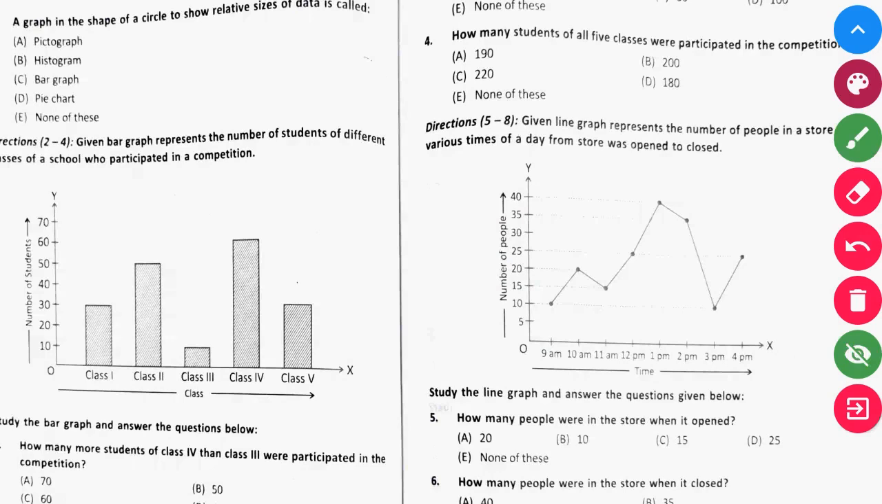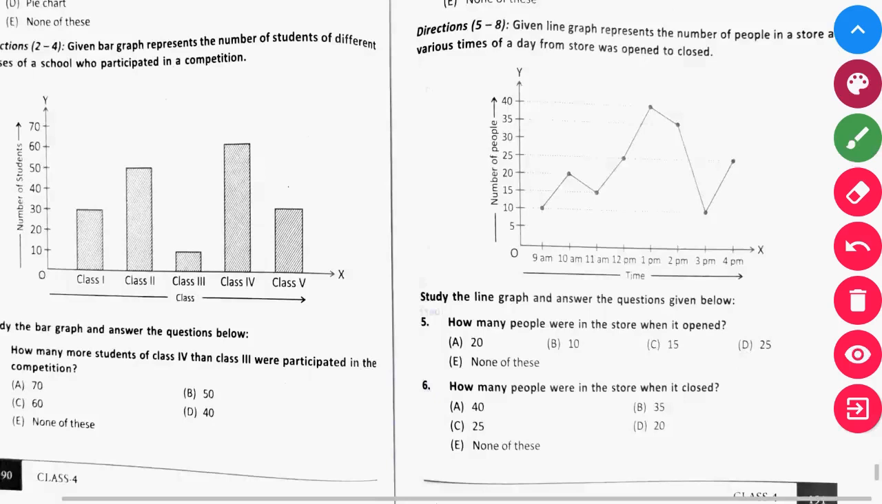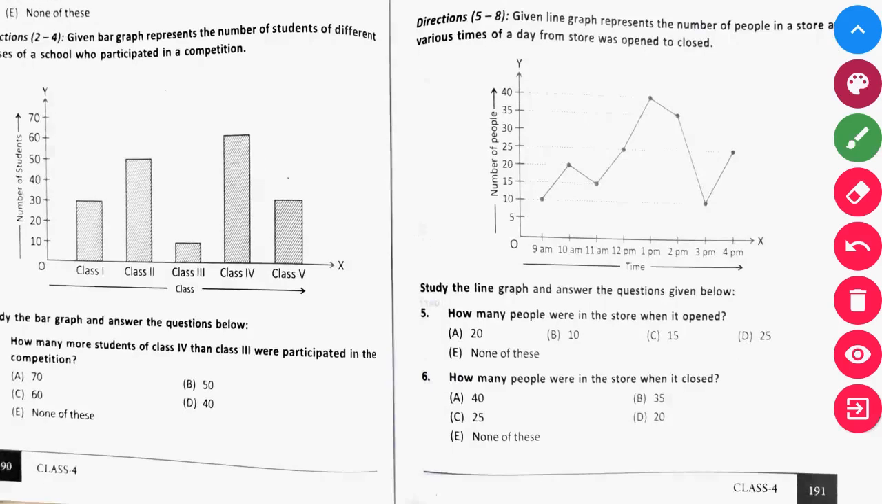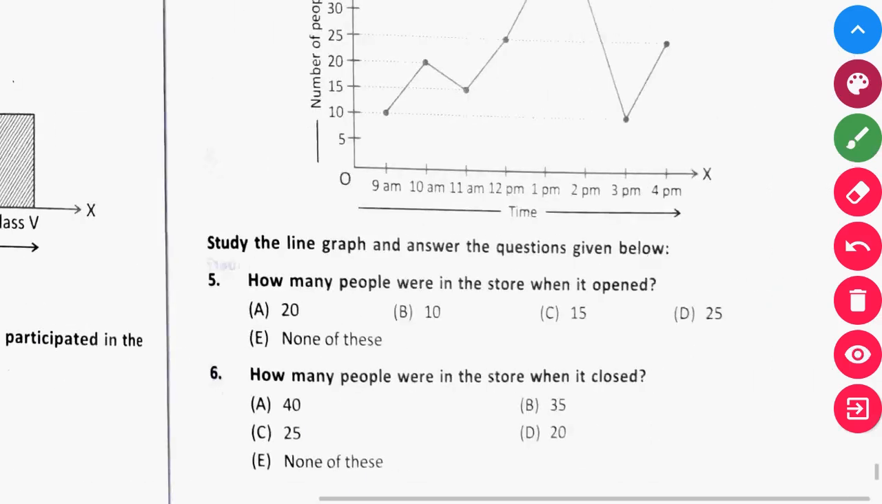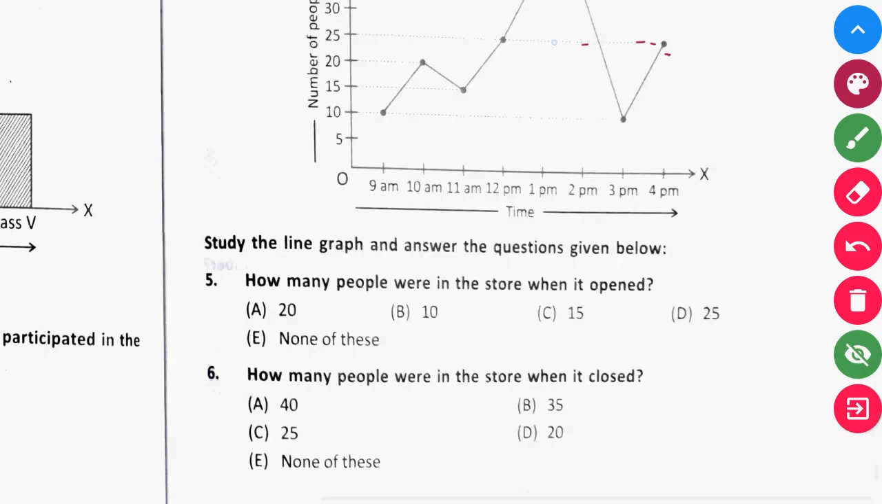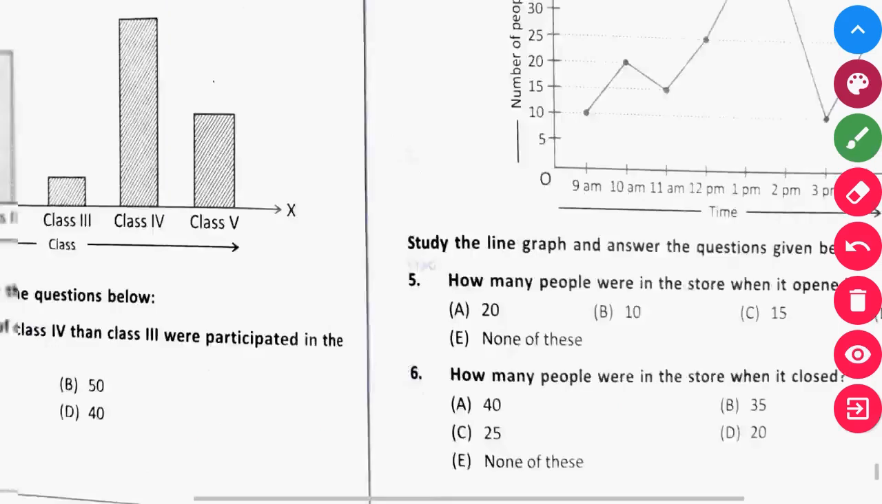Okay, so the first question based on it is, how many people were in the store when it opened? It opens at 9 a.m. So how many people are there? 10 people. So your answer is 10. Okay. Now how many people were in the store when it closed? Now it closes at what time? 4 p.m. So how many people were there at 4 p.m.? 25. So your answer is 25.